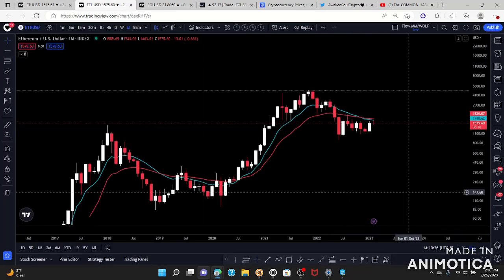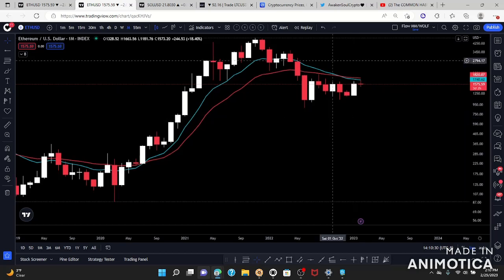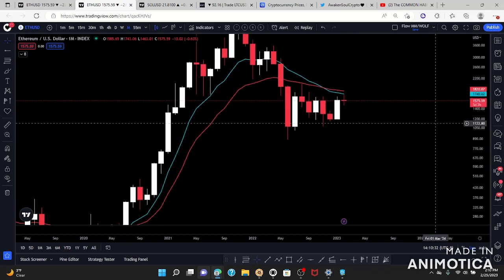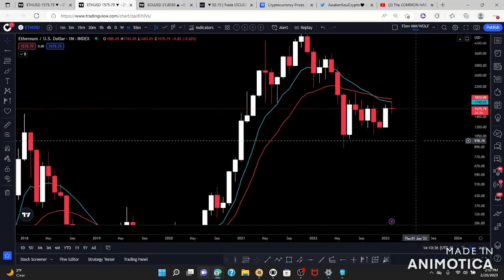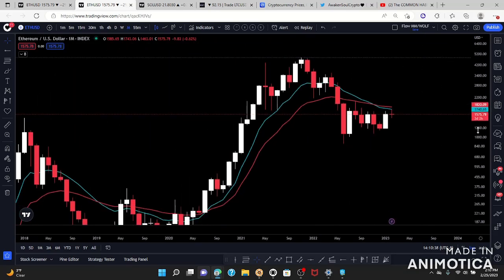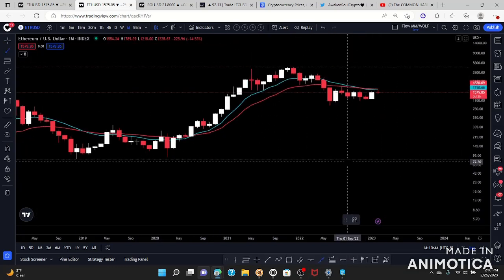So let's go ahead in the monthly, just visualizing it. We have the 12 and 26 cross. We're seeing a lot of resistance on the 12 EMA. Why not? Let's do some trend lines on the monthly. I mean, we're here already, right?